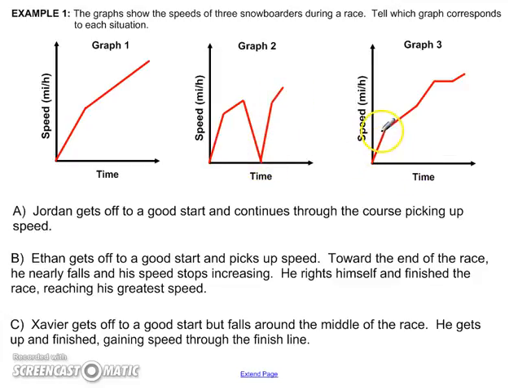This person here picks up speed, levels off a bit, picks up more speed, but then at this point their speed is constant throughout this segment, but then they go faster. So, Jordan gets off to a good start and continues through the course picking up speed. I'm going to go with graph 1 on that one to begin with, and if I find a better choice, I'll come back here and change it.